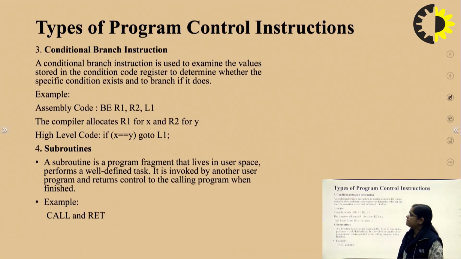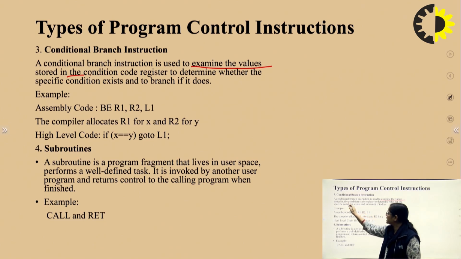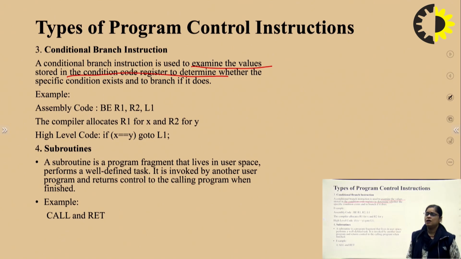Now, if I am talking about the third type, that is your conditional branch instruction. The conditional branch instruction is normally used to examine the values stored in the condition code register to determine whether the condition exists, and to branch if it does, right?